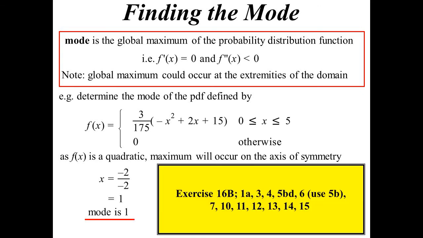Now, yeah, okay, I picked a quadratic to make life easy for myself. If we didn't, then of course we could use our calculus to find maximum turning points and things like that. And that would allow us to find the mode. So 16b is now where we actually start introducing calculus into our statistics.